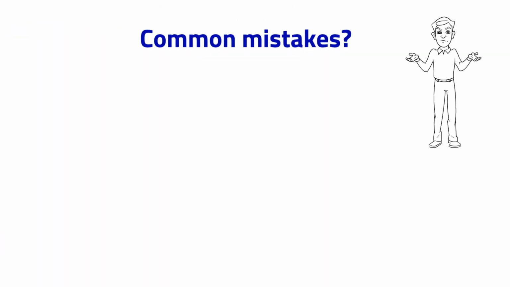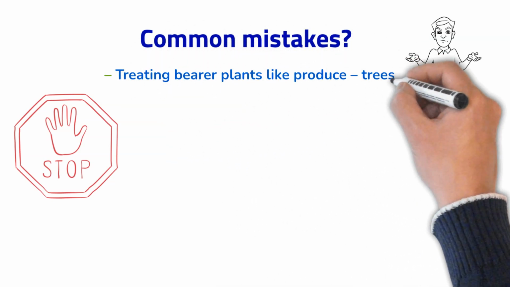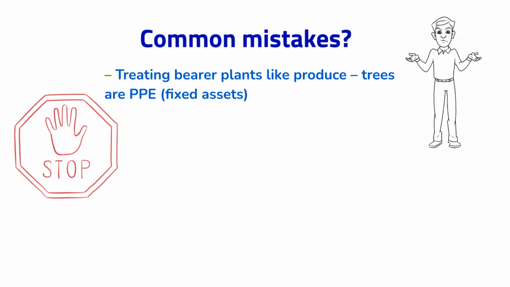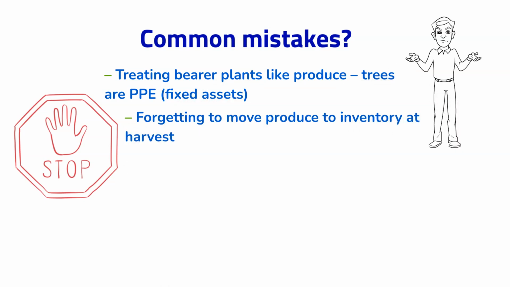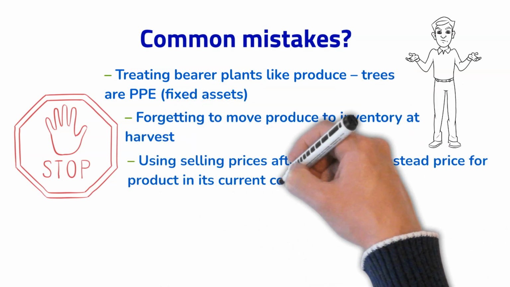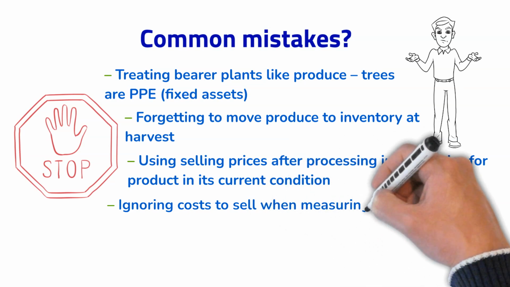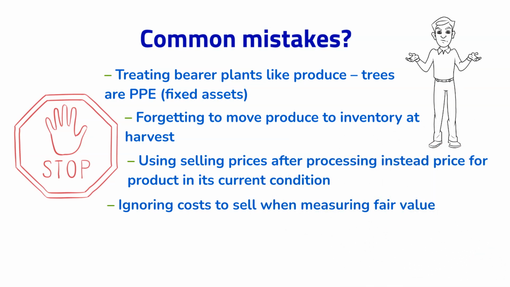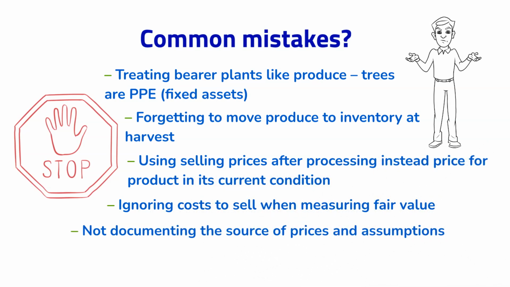And now, a few common beginner mistakes to avoid. The first one, treating bearer plants like produce. Remember, trees are property, plant and equipment, fixed assets with depreciation. The second one, forgetting to move produce to inventory at harvest. The next one, using selling prices after processing when the standard warrants price for the product in its current condition. And the next one, ignoring cost to sell when measuring fair value. And the last one, not documenting the source of prices and assumptions.